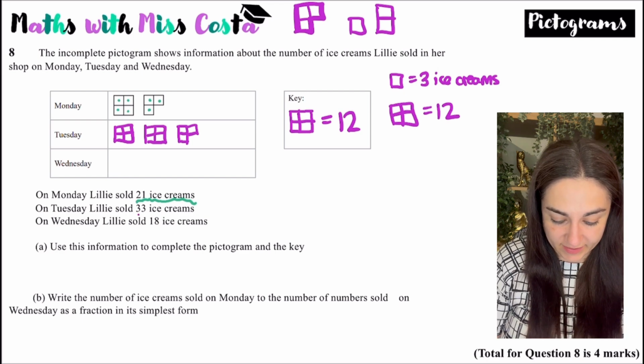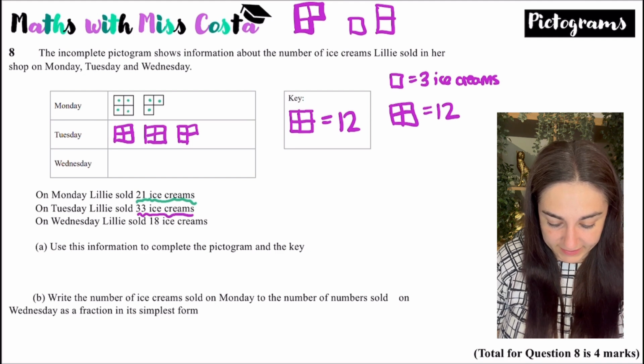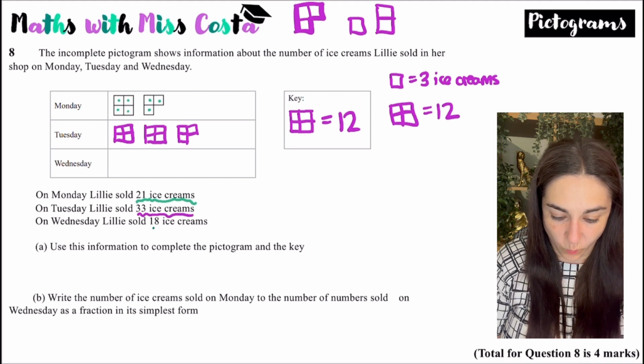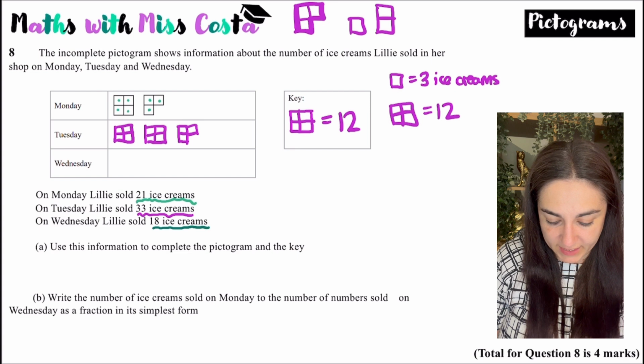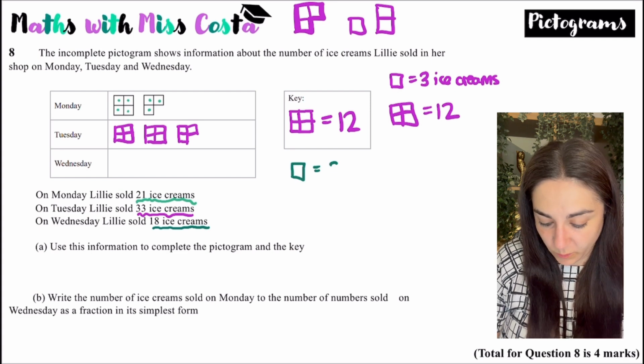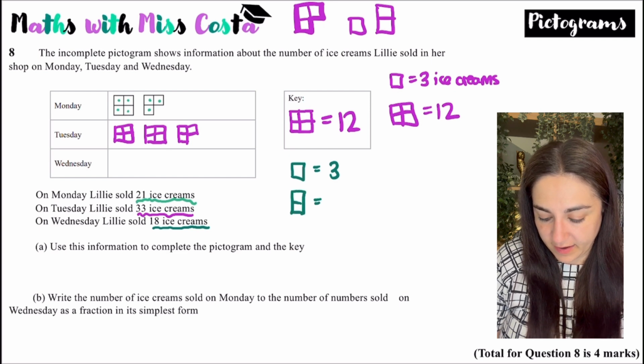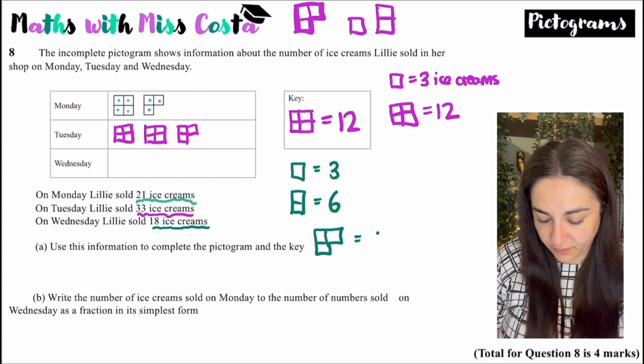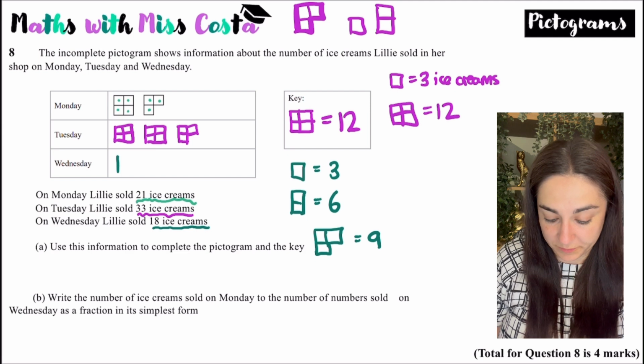So next, we've done the 33 ice creams, and for Wednesday, Lily sold 18 ice creams. So just to help you, and we could have done this earlier actually, we know that 1 little square is going to be 3 ice creams. Therefore, half of the square is going to be 6, and 3/4 is going to be 9. And obviously a full one would be 12.